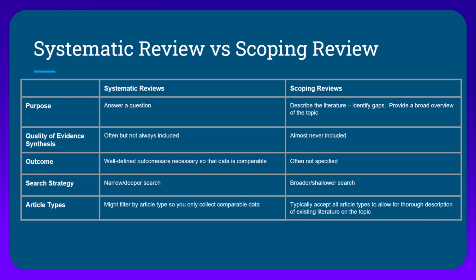In systematic reviews, specific research outcomes are typically part of the search strategy, leading to a narrower but deeper search of the literature, as opposed to scoping reviews, which often don't specify research outcomes and therefore involve broader but shallower literature searches. Another area of difference is that systematic reviews often limit searches by article types. That is, they may only look at randomized controlled trials, for instance, in order to have a set of articles with comparable findings. Whereas scoping reviews often have no limits on the types of articles retrieved, as the goal is to describe all of the literature that exists around a certain topic.